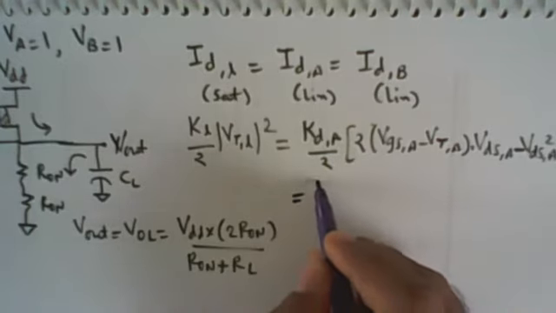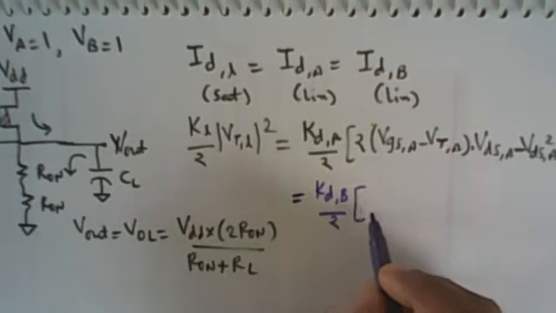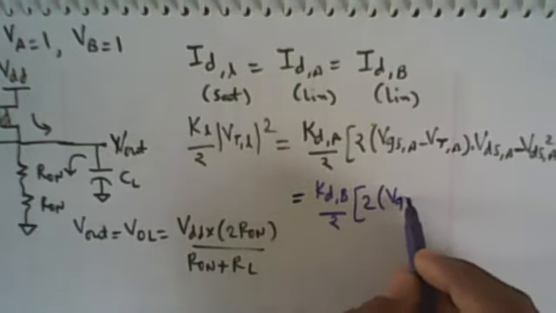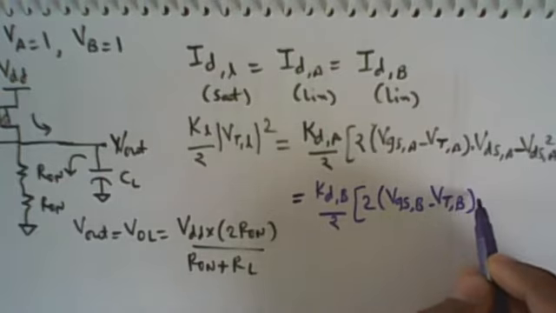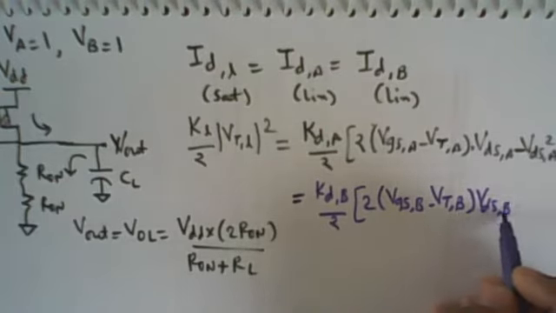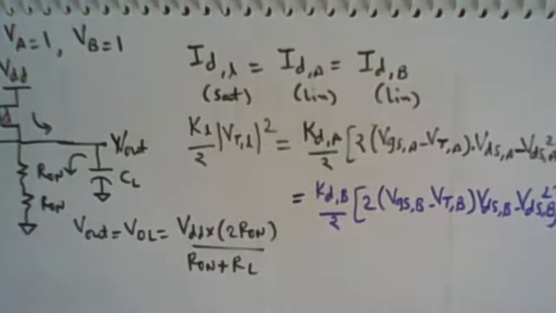K of B by 2 times of VGS of B minus VT of B into VDS of B minus VDS of B naught square.